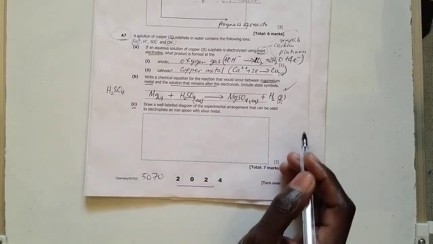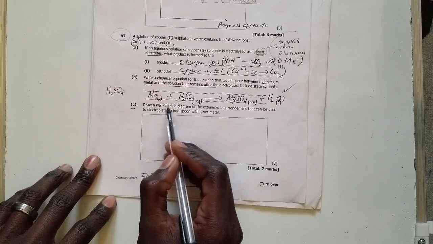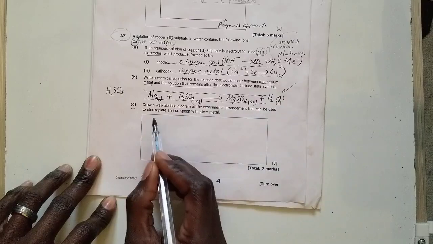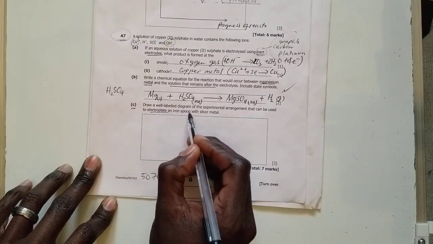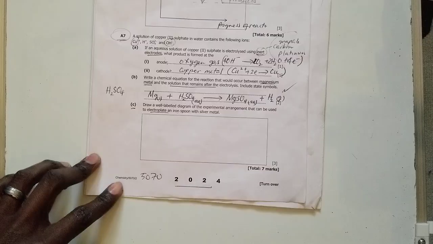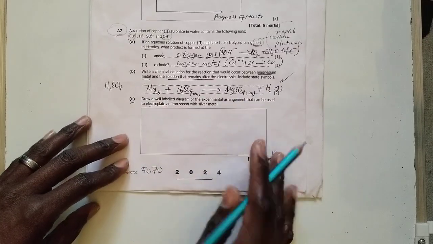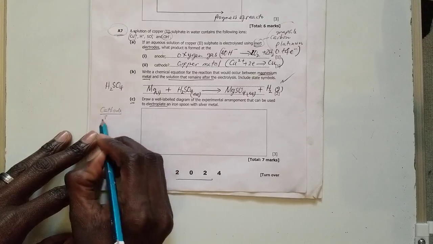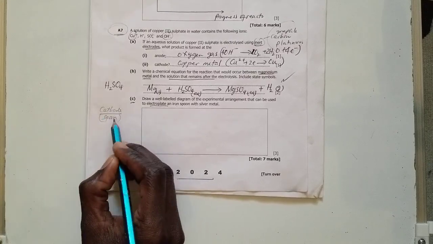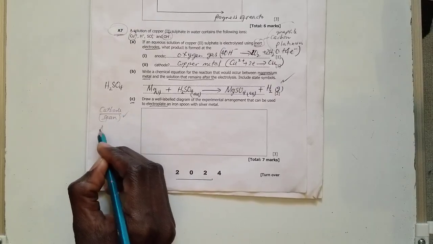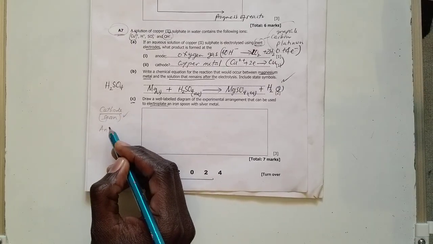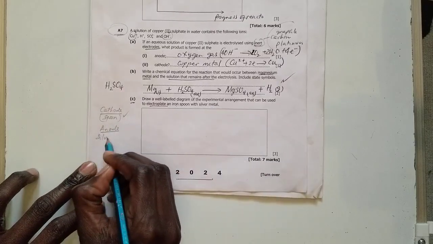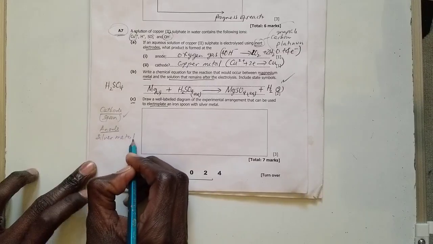Then look at our concluding part for this question C. It says, draw a well-labeled diagram of the experimental arrangement that can be used to electroplate an iron spoon with silver metal. So since this is electroplating, remember what you want to electroplate is supposed to be on the cathode. In this case, our spoon, which we want to electroplate, is going to be on the cathode. Then the metal that we are using to electroplate, silver metal, is going to be on the anode.